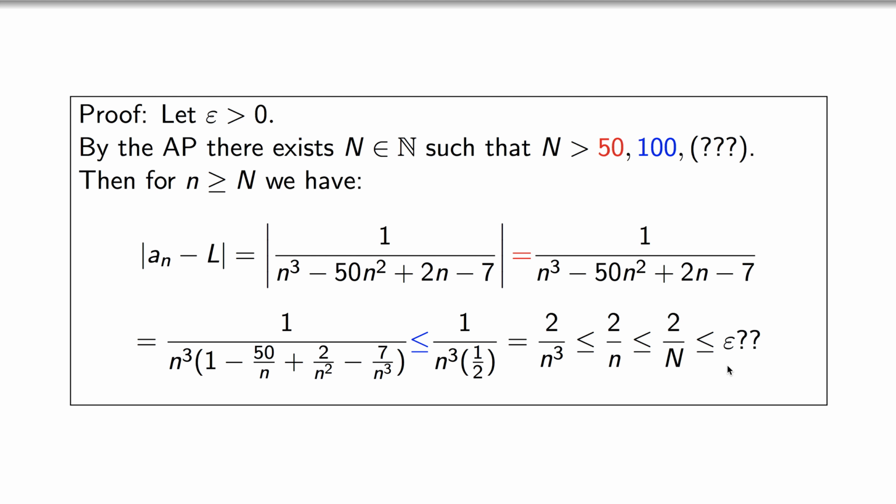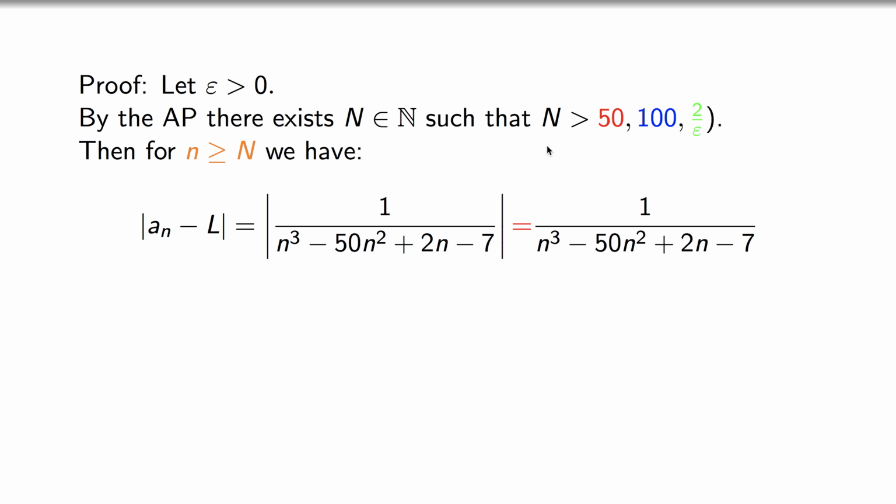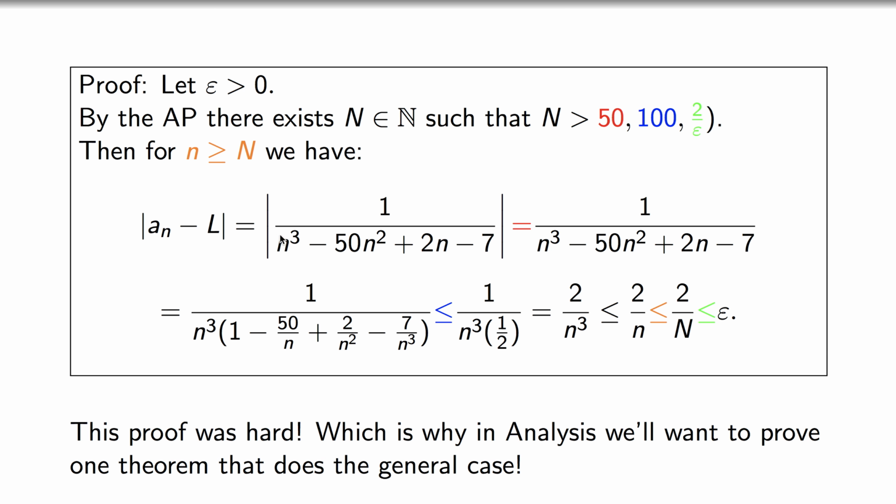So what are we going to need for that to be true? Well, that's something we're used to, right? For that to be true, as long as capital N is bigger than 2 over epsilon, which I've now put up here, that's going to be true. So let me just finish the slide. So there's a ton of stuff going on here, which is really kind of cool. So we've got the red 50. So as long as we pick n bigger than 50, this is going to be true. As long as we pick n bigger than 100, this is going to be true. As long as we take little n bigger than capital N, this inequality is going to be true.